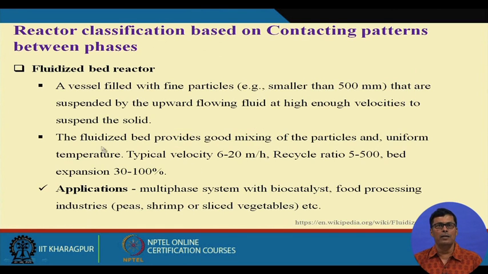If you look at the application, I want to point out that the typical axial velocity of the fluid varies from 6 to 20 meters per hour, the recycle ratio is very high, 5 to 500, and the bed expansion taking place is 30 to 100%. You will find easily how the expansion of the bed takes place. It is used in multiphase systems with biocatalysts, and in food processing industries, like peas, shrimp, and sliced vegetables, etc. It is largely used.